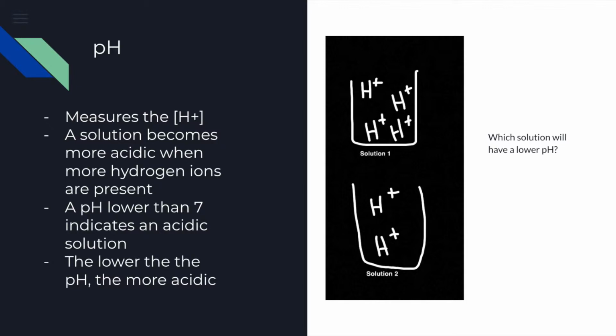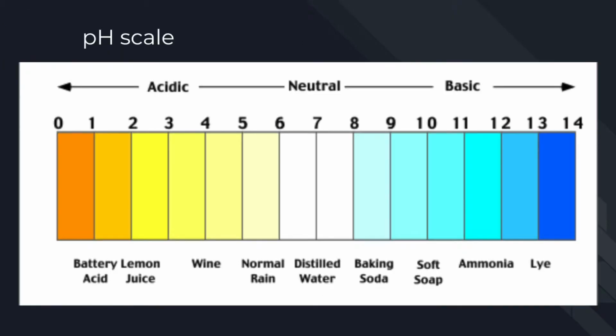Based on this knowledge, would solution 1 or solution 2 have a lower pH? Solution 1 will have a lower pH because it has more hydrogen ions present, making it more acidic. The pH scale is measured from 0 to 14. A solution with a pH less than 7 is acidic, and a solution with a pH greater than 7 is basic. A solution with a pH of 7 is considered neutral.